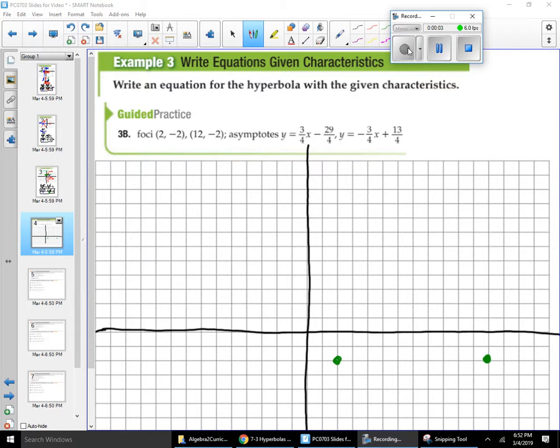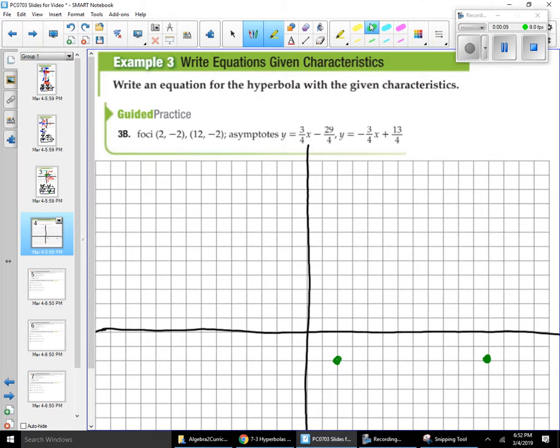Jumping on to our last example for this section, 3 capital B, note that finally our givens change a bit. I have foci now instead of vertices. And then they gave me a handful of really ugly asymptotes. I don't know about you guys, but I don't want to try to find negative 29/4 on this graph. So I won't. Instead, I can look at these two foci and recognize, well, the center has to be right in between them.